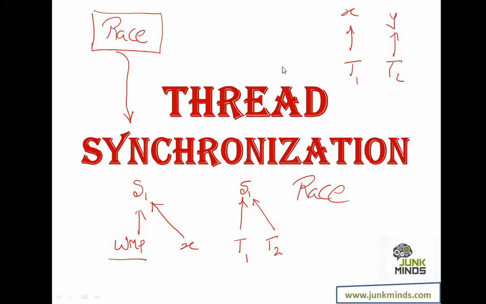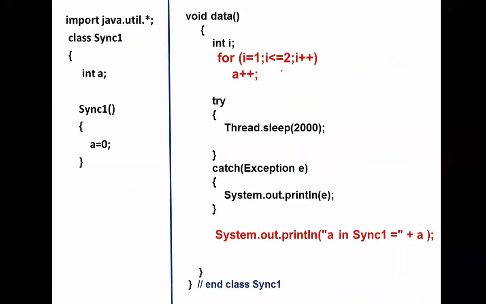Now just look at this program very carefully. I've created this class called sync1. Importantly, I've not derived it from class Thread. I've not written class sync1 extends Thread. This is a normal class, sync1. Over here, I've declared a variable A, which I've initialized using a constructor to the value 0.